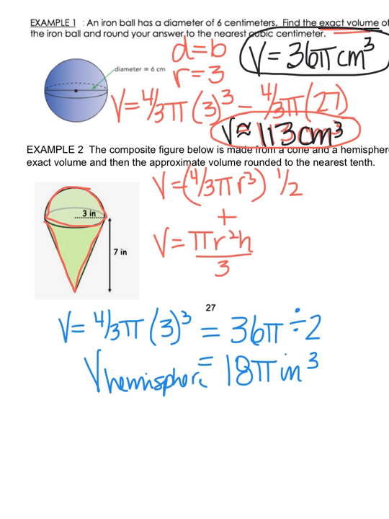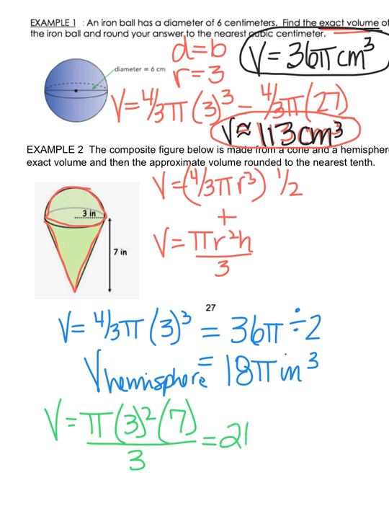Now I am going to find the volume of the cone. The volume of the cone is pi times the radius, which is also 3, squared, times the height of my cone, which is 7, all over 3. So 3 squared is 9. 9 times 7 is 63, divided by 3 equals 21. So the volume of the cone is 21 pi inches cubed.